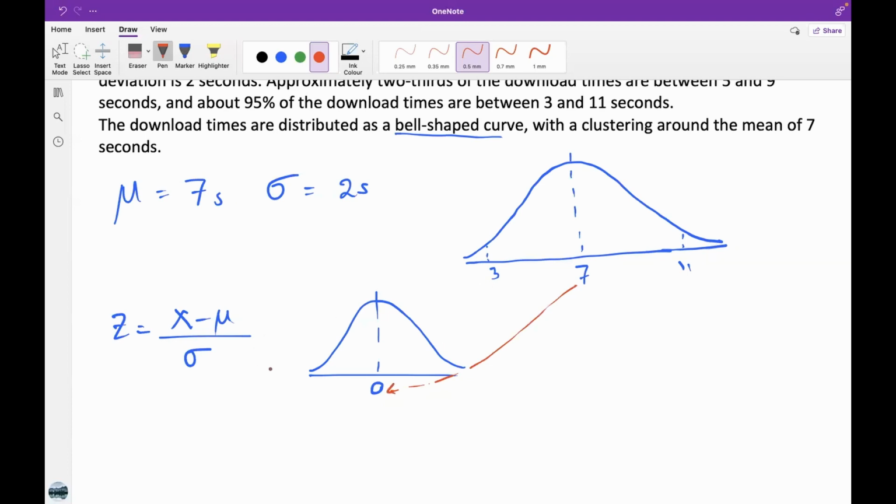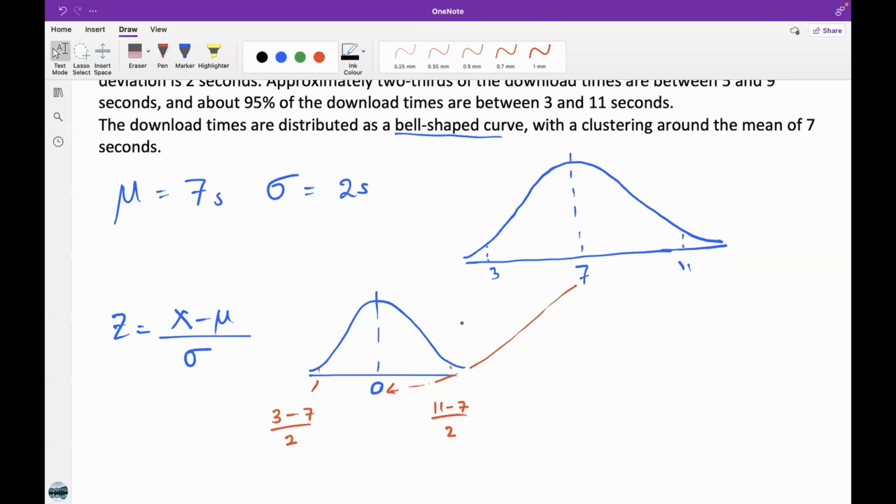And 3 is going to be what? x is 3, so 3 minus 7 divided by 2. And 11 is going to be 11 minus 7 divided by 2. So that is how your normal distribution would look like.